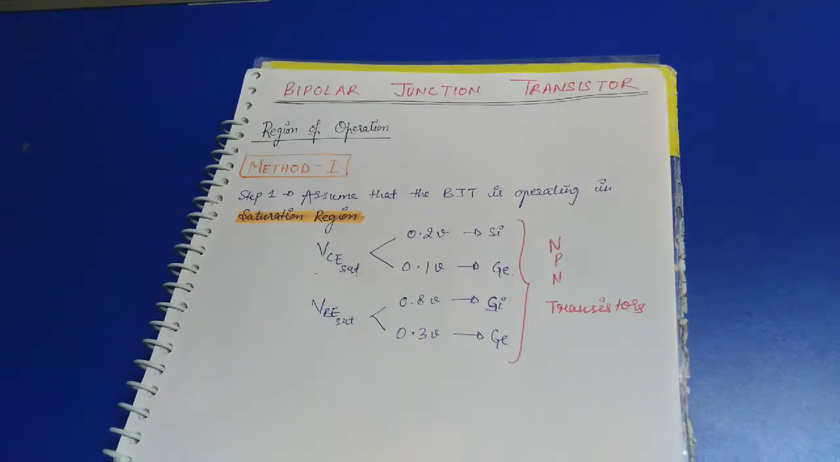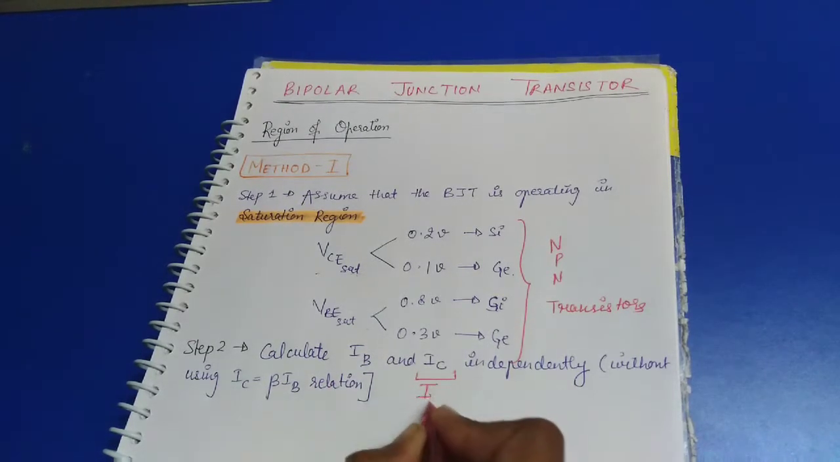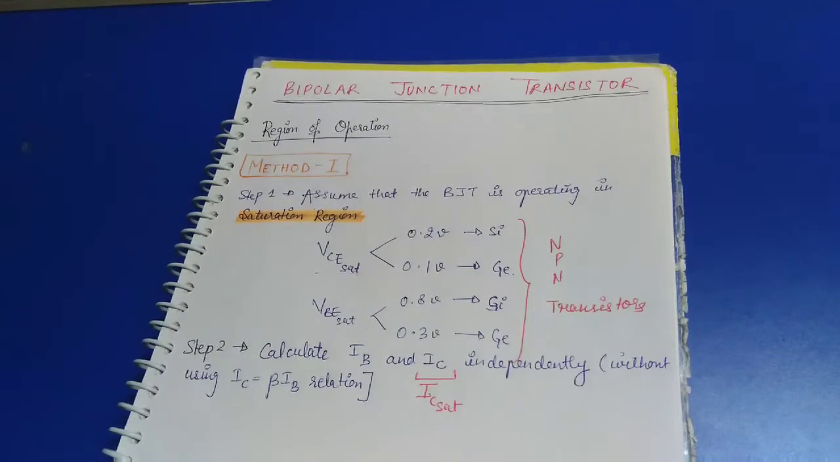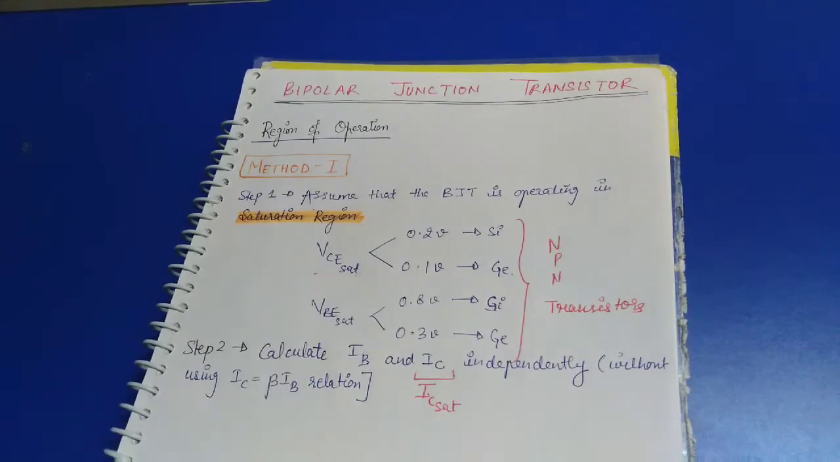Now coming to step 2. Step 2 says calculate IB, which is the base current, and IC. IC is basically the saturation current because we are assuming that the transistor is in saturation. Calculate it independently, without using the relation IC equals beta IB. We do not use that relation; we have to use the values of VCE and VBE to find the values of IB and IC. And this IC is basically IC saturation. Guys, please note down these steps very carefully because they really work in your numericals.